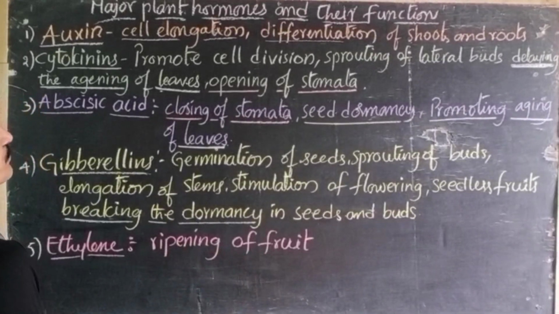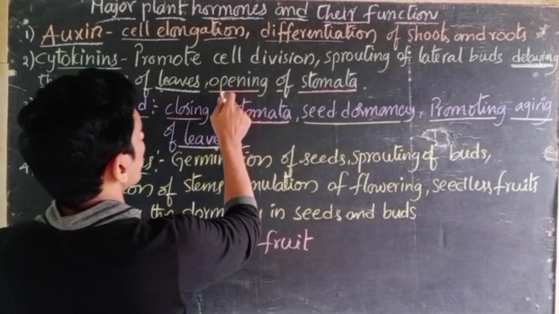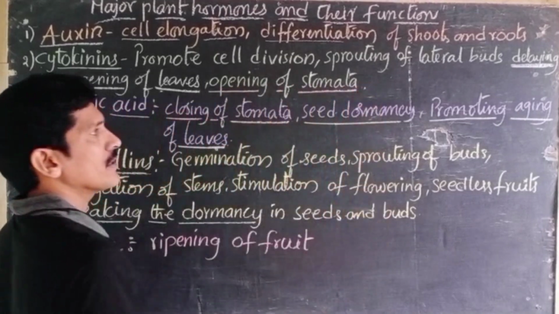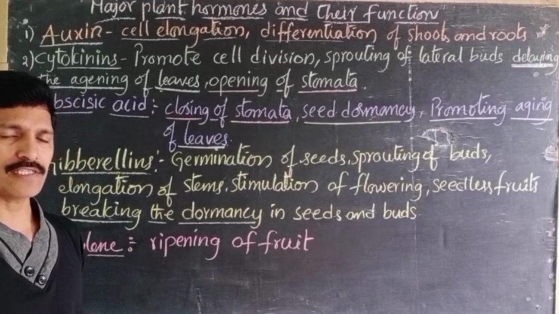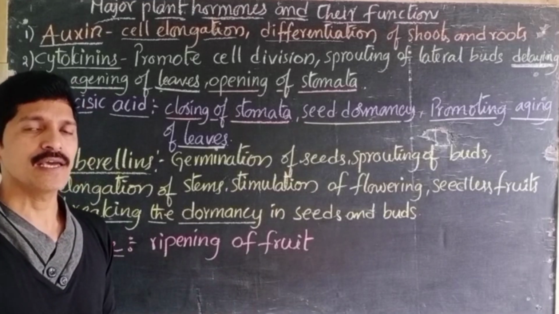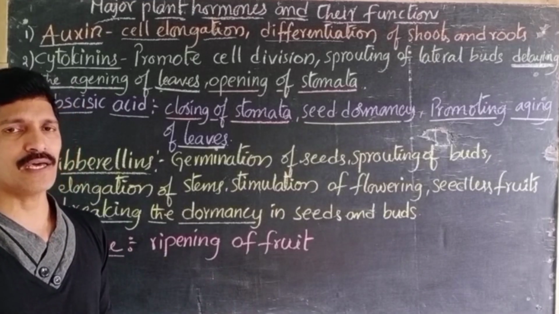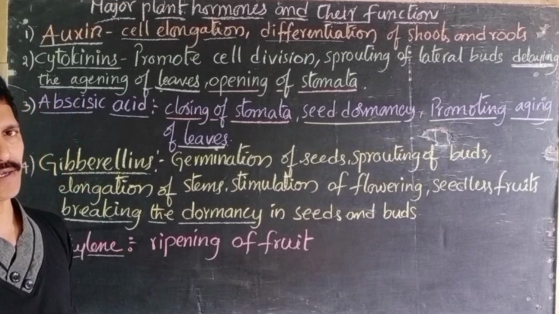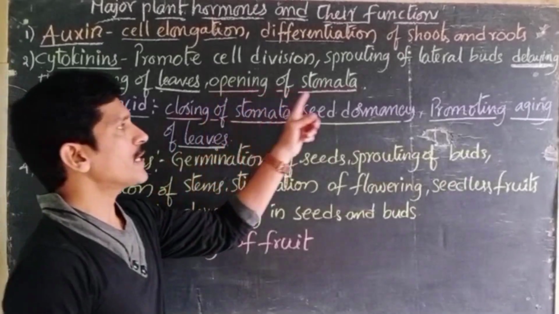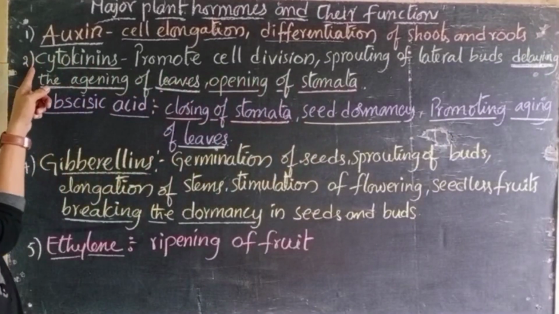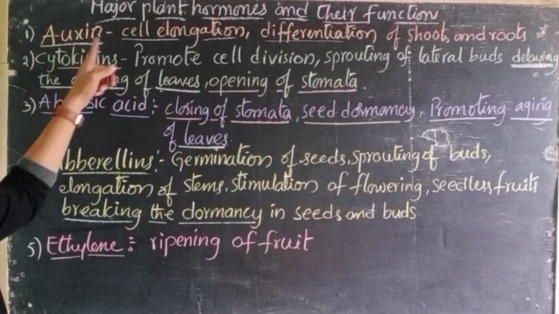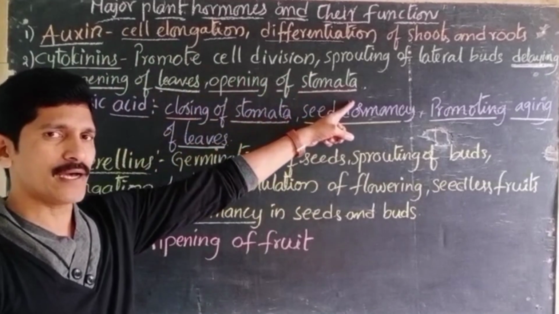And later it's useful for opening of stomata. Generally, stomata are the natural openings on the leaf surfaces which help in gaseous exchange and also transpiration of the excess water present in the plant body, right? So the opening of stomata is under the control of cytokinins, as cytokinins stimulate the opening of stomata.